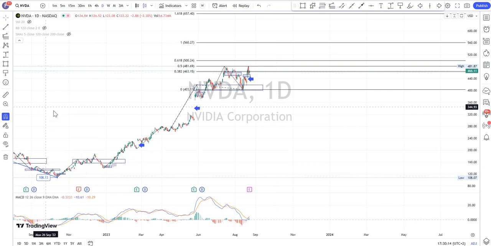So this trend started from 108. This is the starting point to now, 480. So there are two trading platforms, one here and one down here.